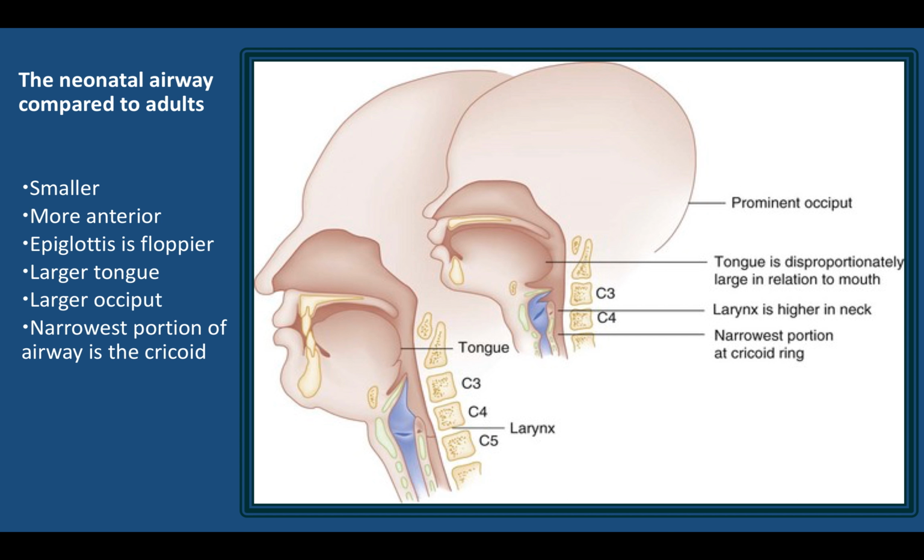The occiput is much more prominent in the child, and the narrowest portion of the airway is at the cricoid ring, which is below the vocal cords, whereas in the adult, the vocal cords are the narrowest part. This comes into play when making sure you have the correct endotracheal tube size.